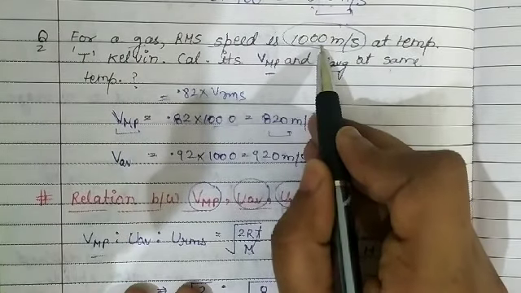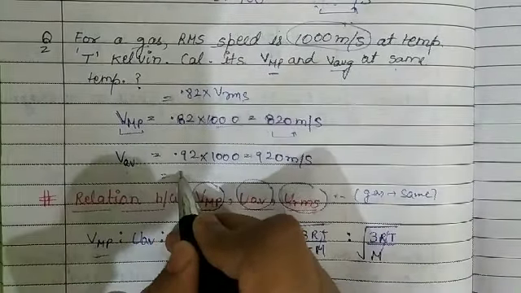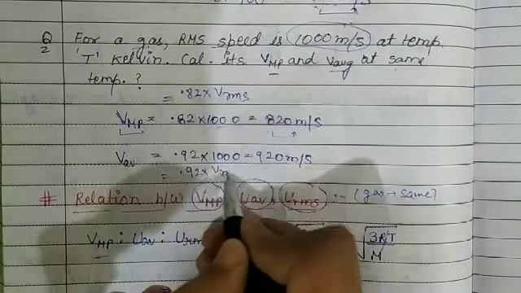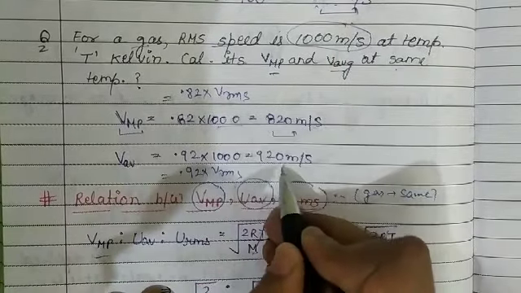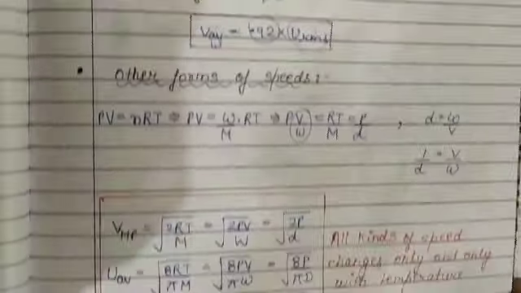And when we know the RMS speed, we can also calculate the V average. And V average is how much? 0.92 into VRMS. So VRMS is 1000. So it is 920 meter per second. See the next, other forms of speed.